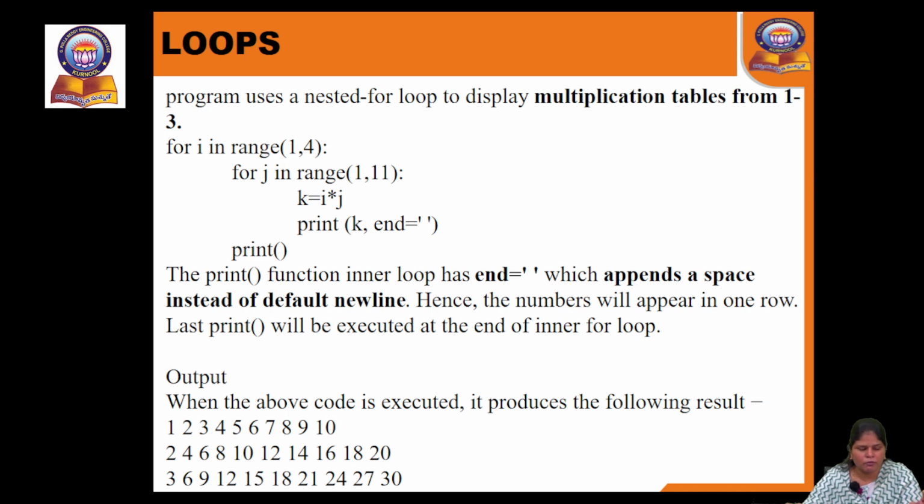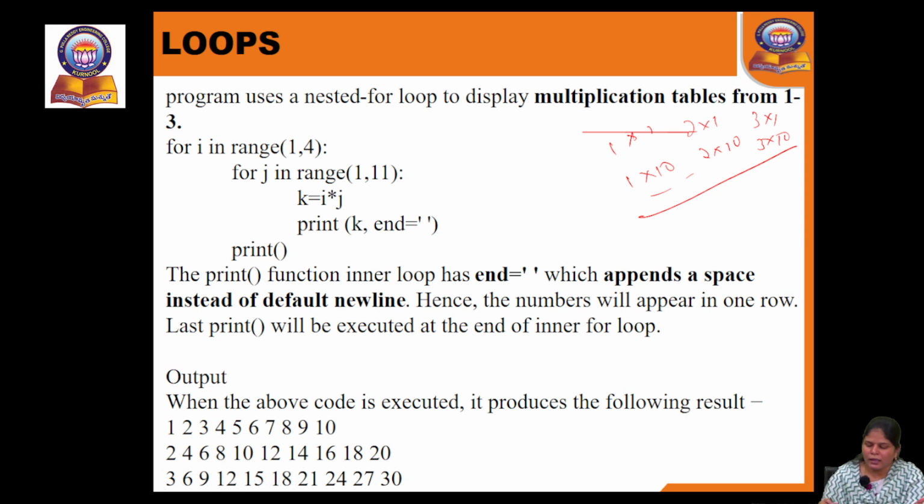So first table, second table and third table. Three tables I have to print. A multiplication table will start with into 1 and end with into 10, right? So 1 into 1 up to 1 into 10. Next, 2 into 1 to 2 into 10. 3 into 1 to 3 into 10. These are the values I need to print. From 1 to 10 I have to iterate, for the multiplication tables of 1 to 3.